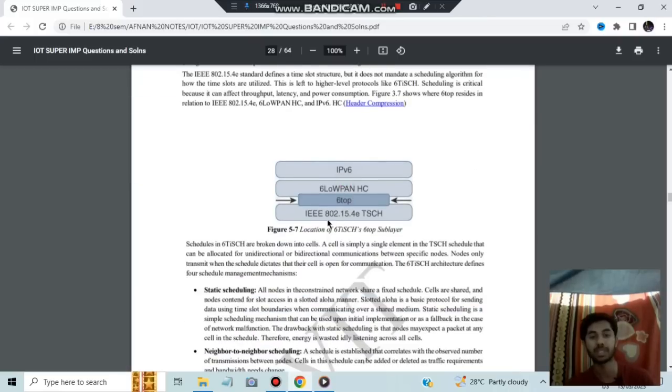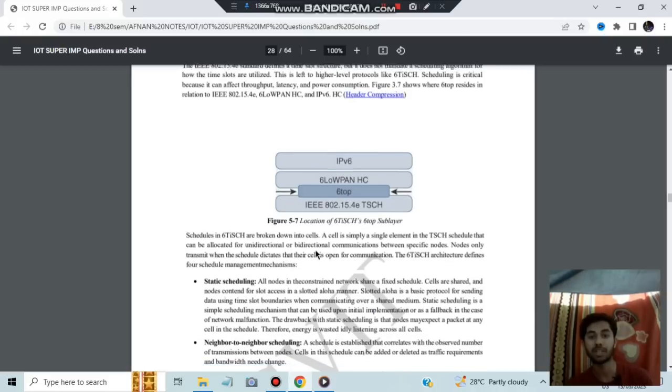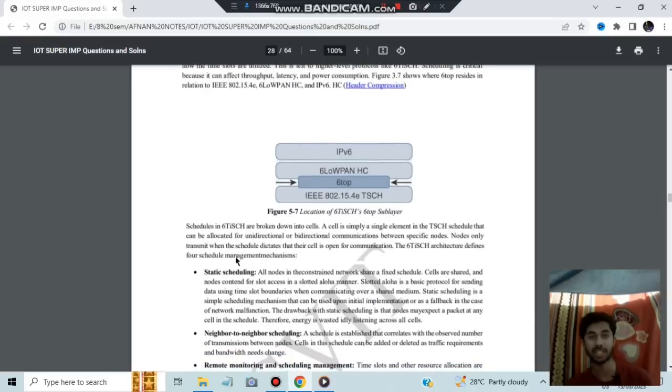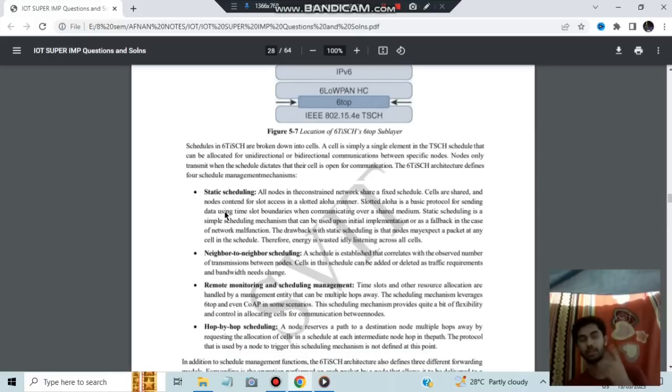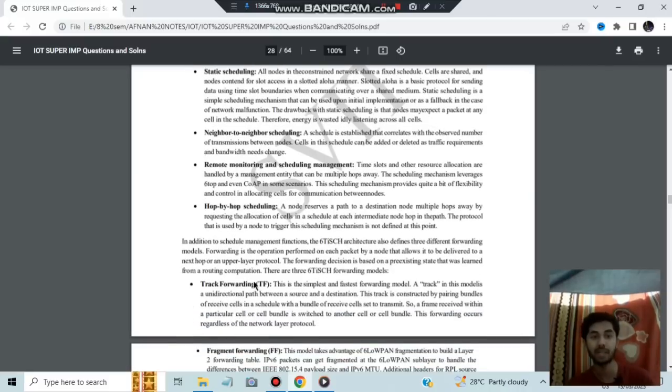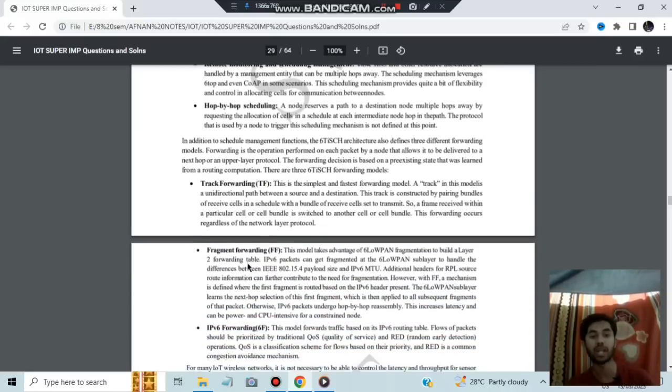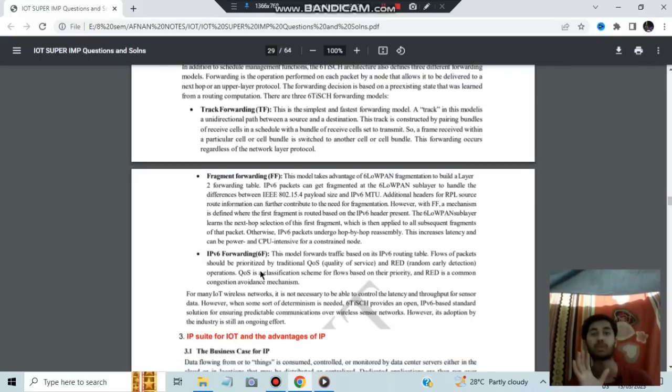It comes in between IEEE and 6LoWPAN HC. In between that, the 6top layer comes. And what are the different scheduling mechanisms? Static scheduling, neighbor-to-neighbor, remote controlling, hop-to-hop scheduling. Here we have the different kinds of forwarding models: track forwarding model, fragment forwarding model, IPv6 forwarding model. This much you have to write if they ask this question.